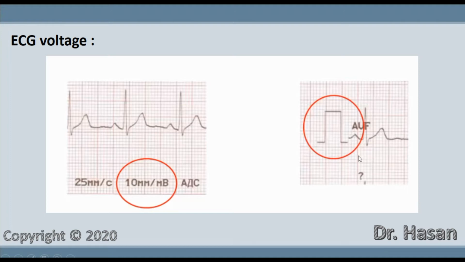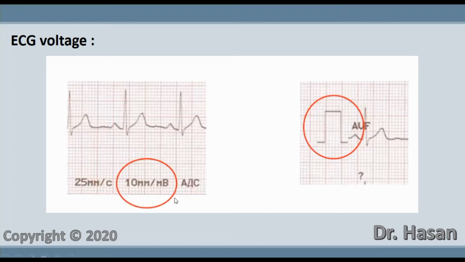The second place is the rectangle-shaped wave, which is located at the very beginning of the ECG recording. What does this rectangle-shaped wave mean? The height of this wave is the voltage of the ECG. In this case, the value of this wave is 10 millimeters per millivolt. Respectively, the voltage of the ECG is 10 millimeters per millivolt.